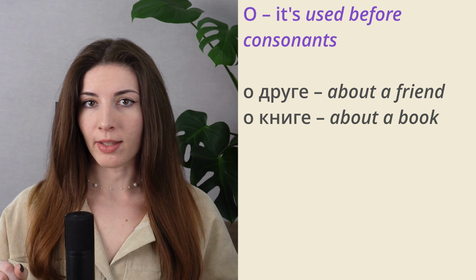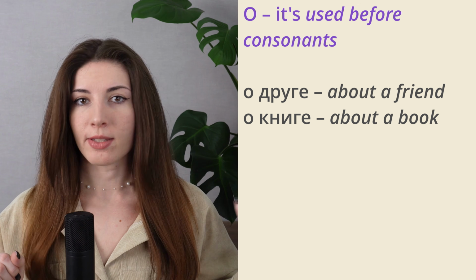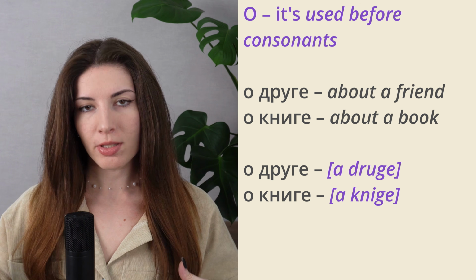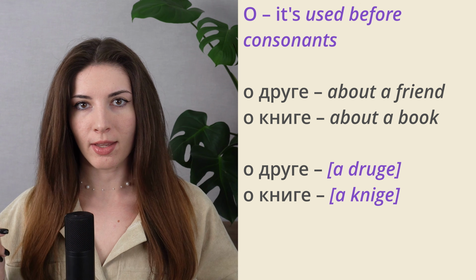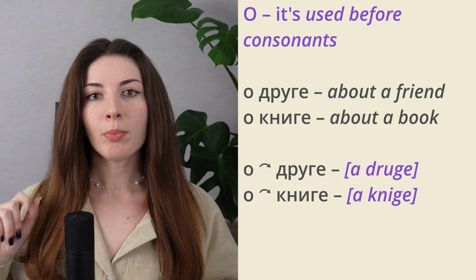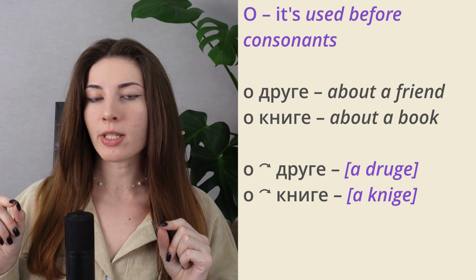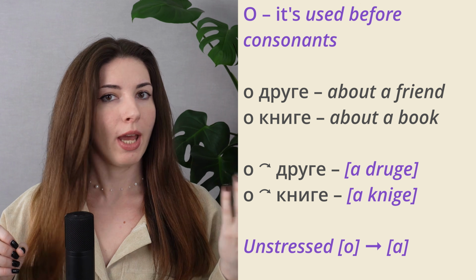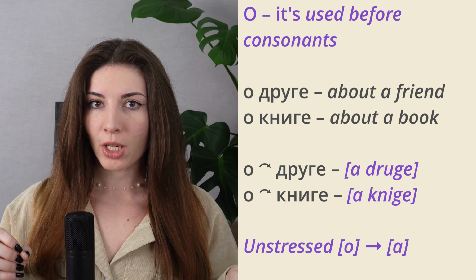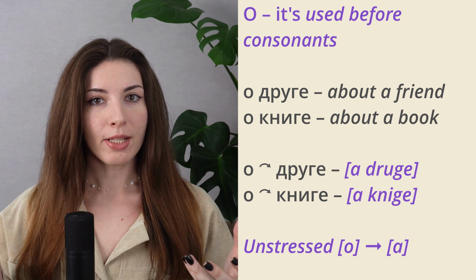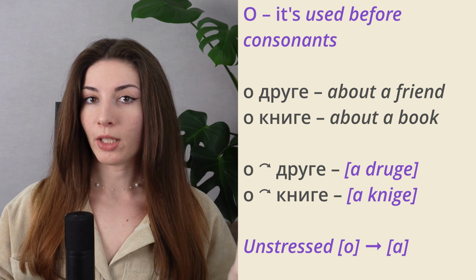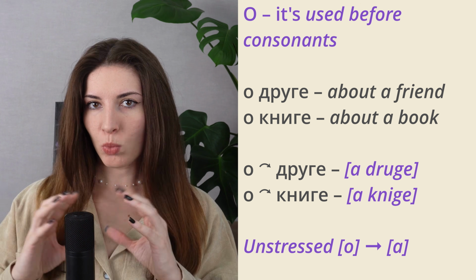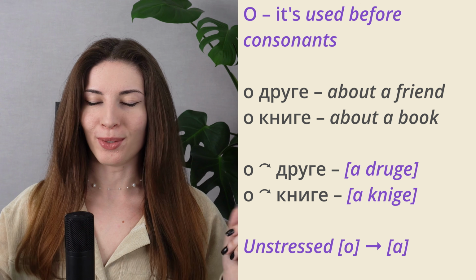О друге, о книге. Pay attention that when I say it separately, just о, I say a clear о. But when I move to examples and say о друге, о книге, it becomes а. Why does it happen? Simply because when we attach a preposition to a word, it becomes one word, and prepositions never take the stress. As you know, unstressed о in Russian makes a sound а. That's why we have to say it this way: о друге, о книге. Make it one word, change the sound and sound natural.